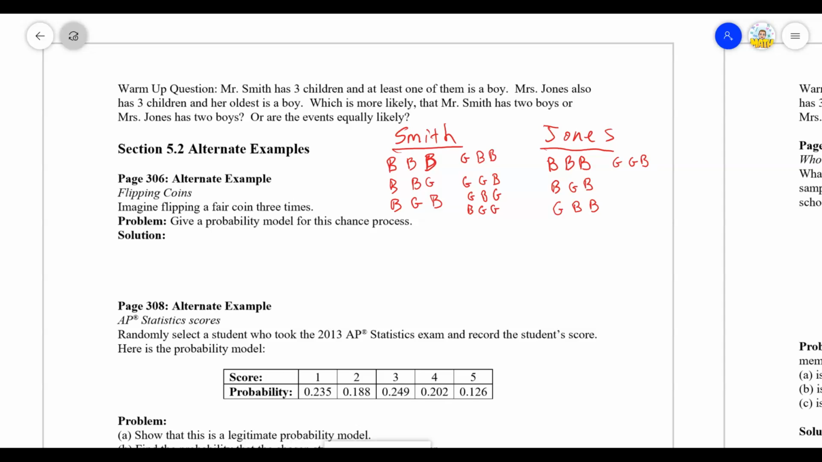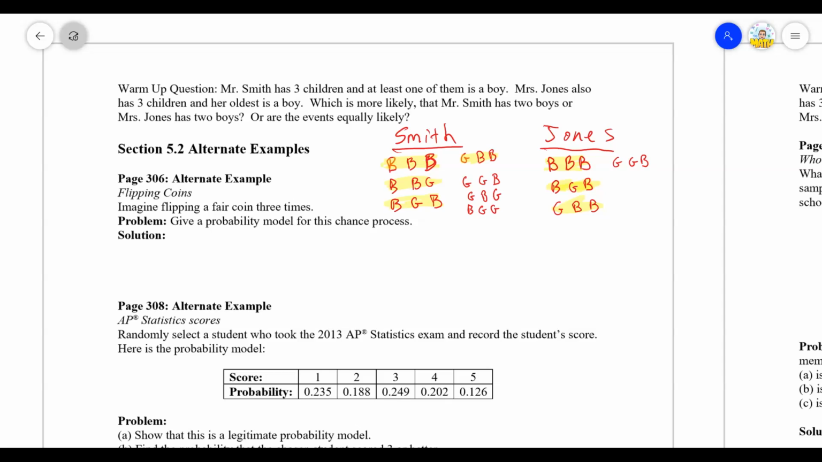So now we can go back to the original question. Which is more likely, that Mr. Smith has 2 boys? Mr. Smith has 2 boys in this situation, 2 boys in this situation, 2 boys in this situation. He also has 2 boys in this situation. And notice it doesn't say exactly 2 boys, it just says 2 boys. If it said exactly 2 boys, then the first one I highlighted would not be correct. It just says which is more likely, that he has 2 boys. Okay. Now we come over to Mrs. Jones. Where do we find her having 2 boys? Here, 2 boys here, and 2 boys here.